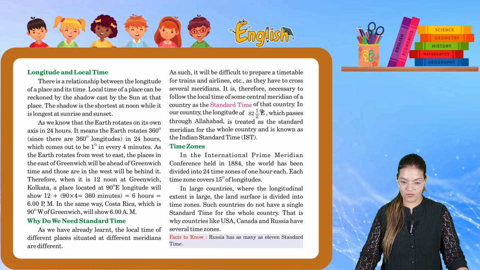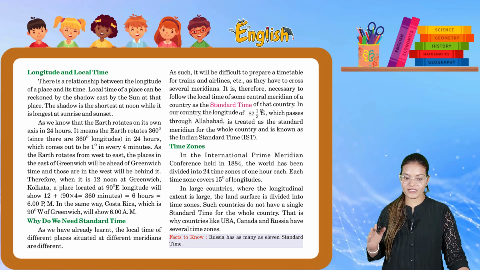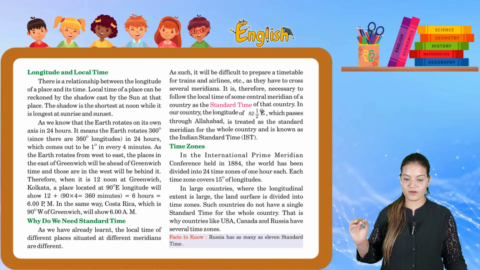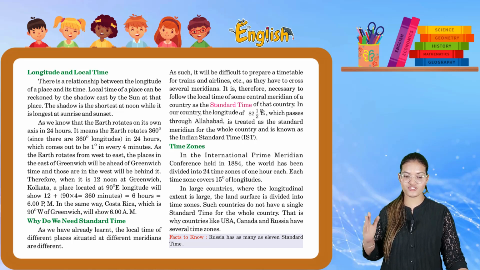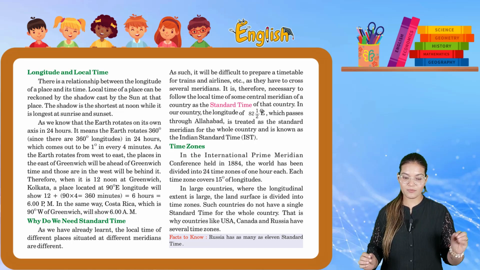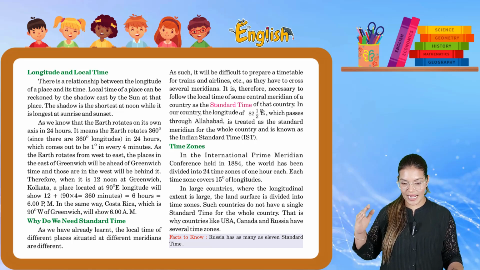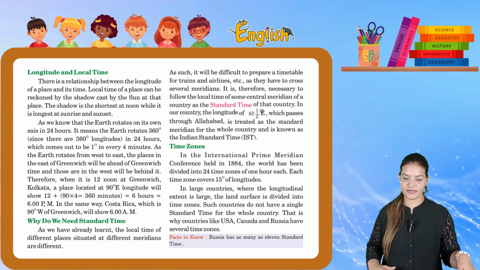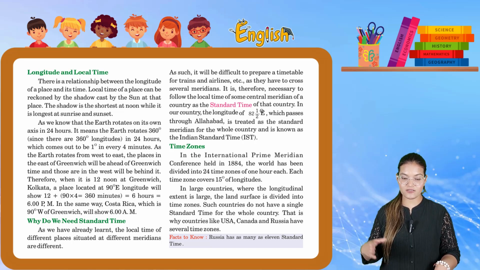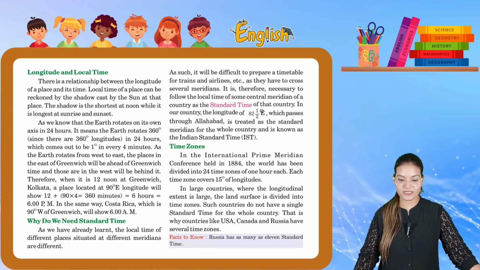Longitude and local time. There is a relationship between the longitude of a place and its time. Local time of a place can be reckoned by the shadow cast by the sun at that place. The shadow is shortest at noon while it is longest at sunrise and sunset. जो shadow होती है वो छोटी हो जाती है noon में while it is longest at sunrise and sunset.